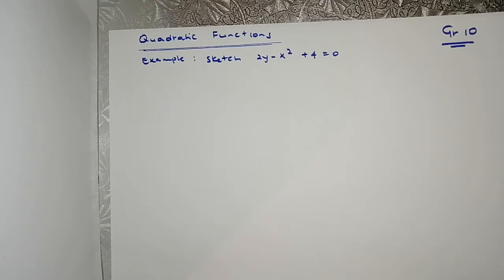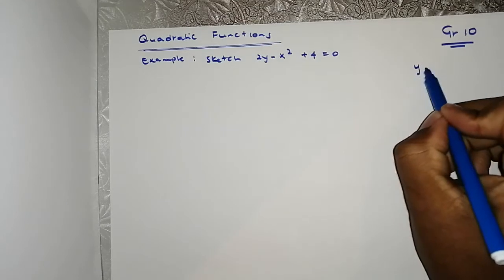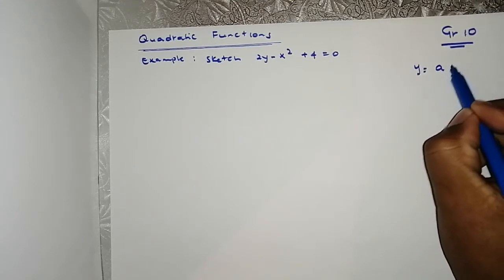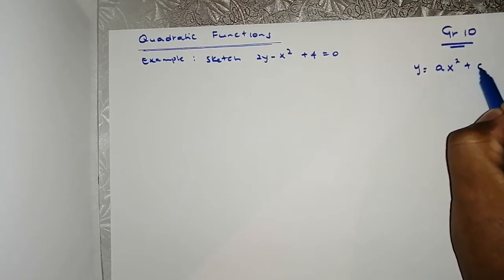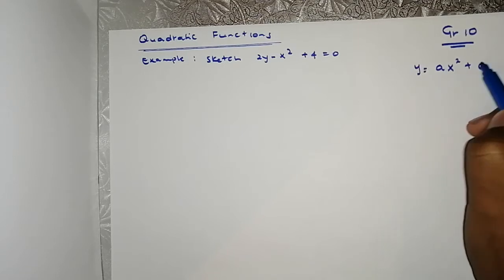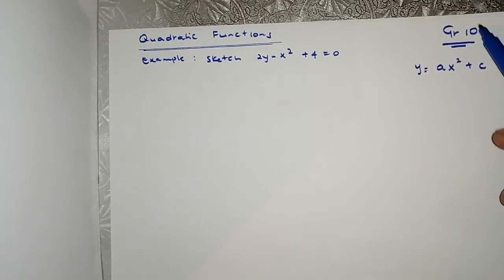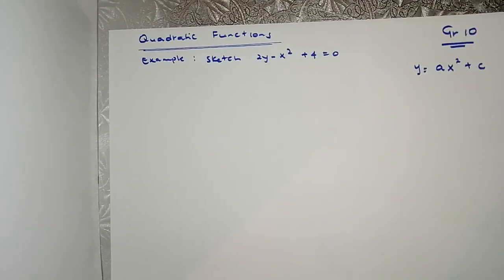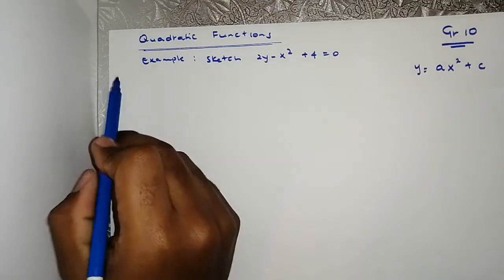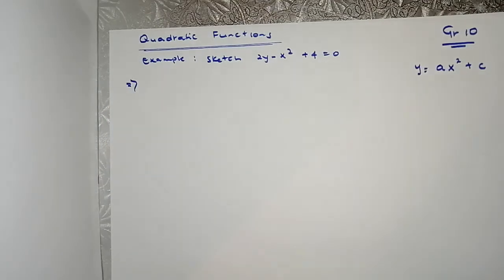2y minus x squared plus 4 is equal to 0. You might be used to something like y is equal to ax squared plus c, and suddenly you see something like this, maybe in a test or an exam. Then you start to fear or give up, but rather not.